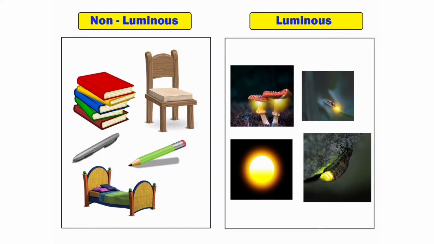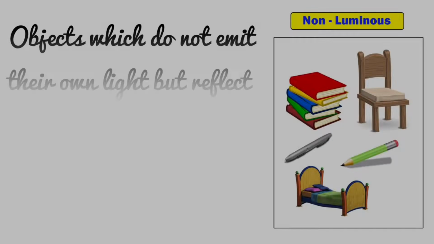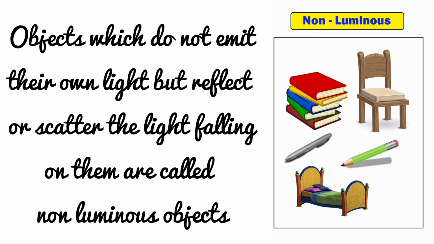Based on the source of light, we classify objects as luminous and non-luminous. Objects that emit their own light are called luminous objects, and objects which do not emit light themselves but only reflect or scatter the light which falls on them are called non-luminous objects.